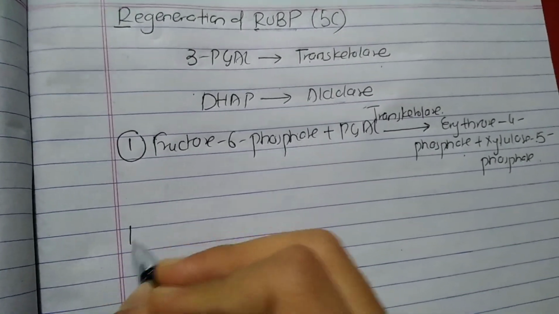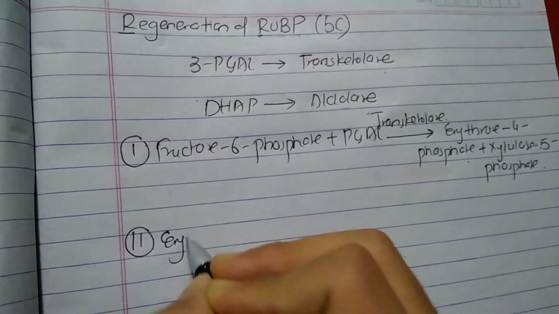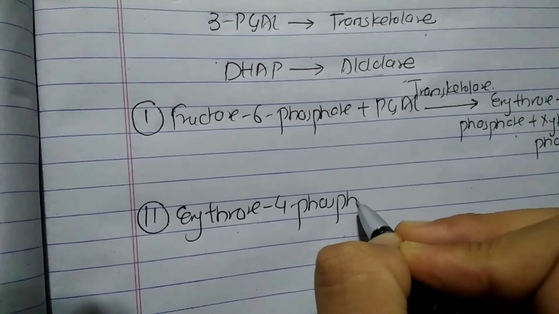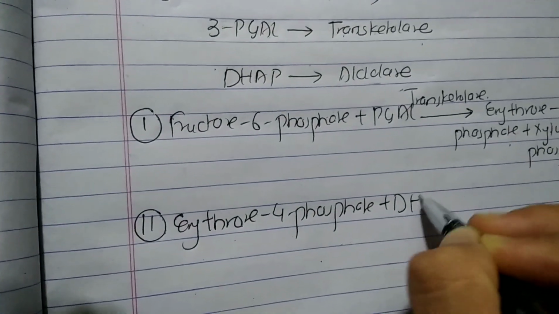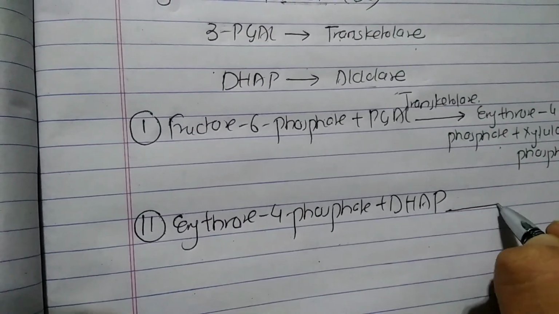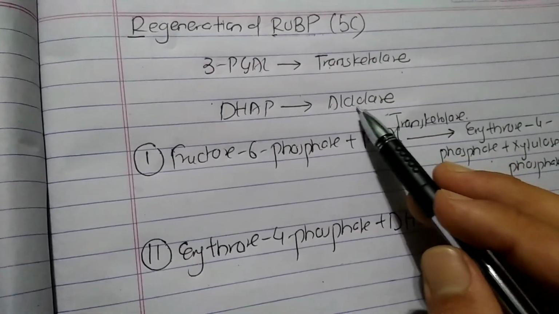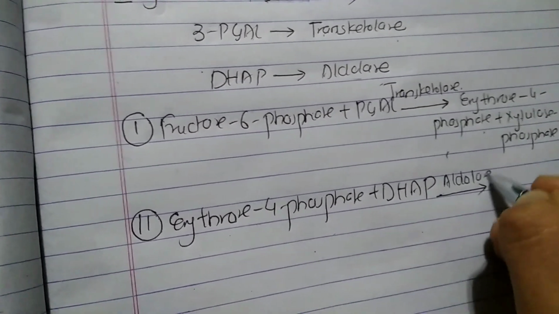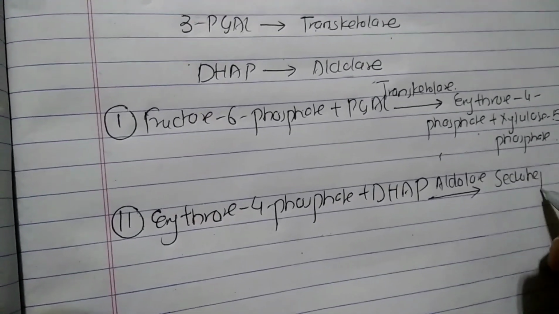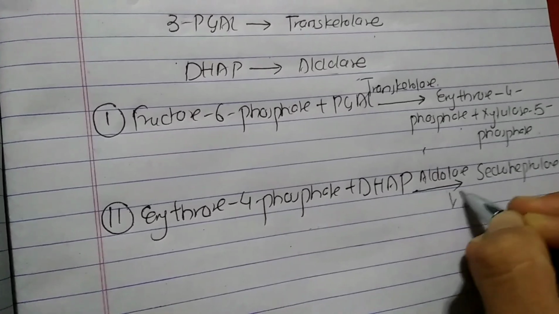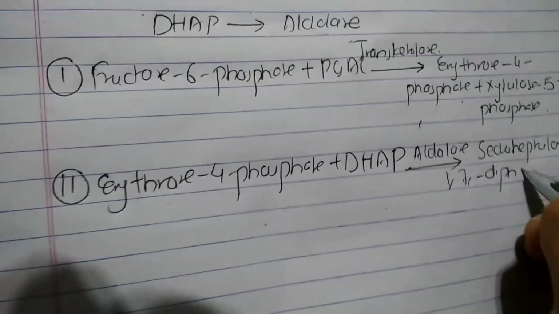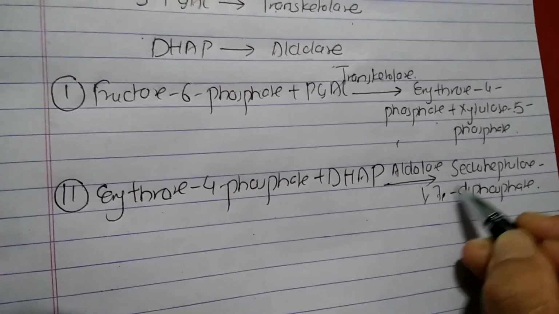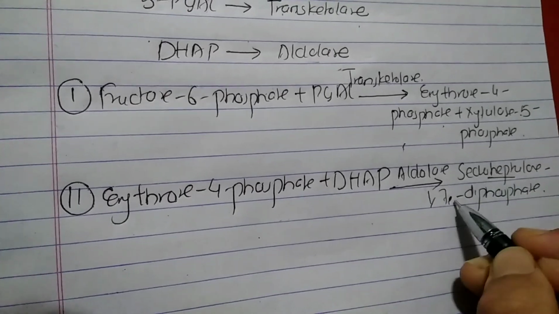So the next reaction is between erythrose 4 phosphate with dihydroxyacetone phosphate. So what is the enzyme going to be used? That is aldolase, because dihydroxyacetone phosphate is used, aldolase. So it will give you sedoheptulose 1,7 diphosphate. So if you see here, this is a 7 carbon compound. You can also remember it as hepto means 7.